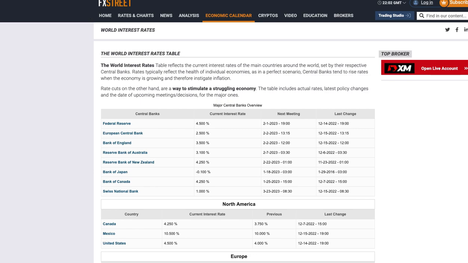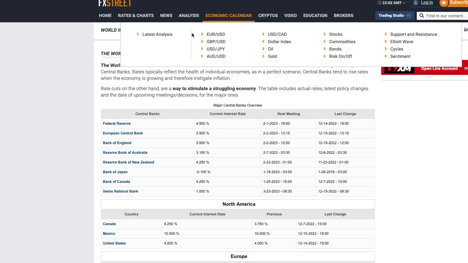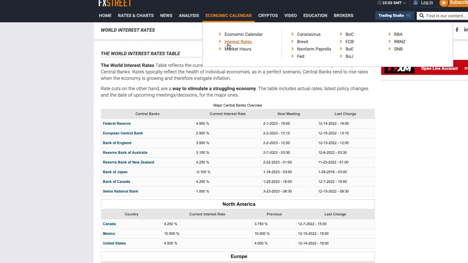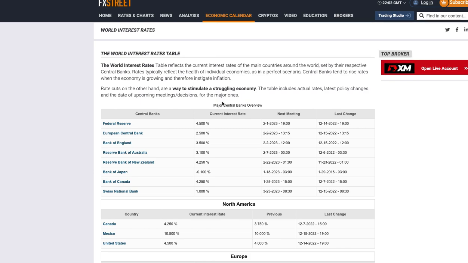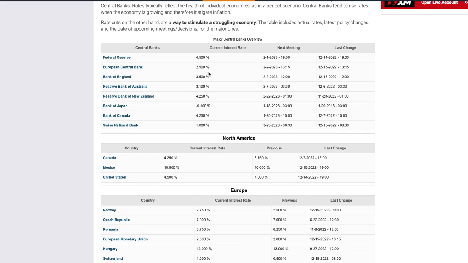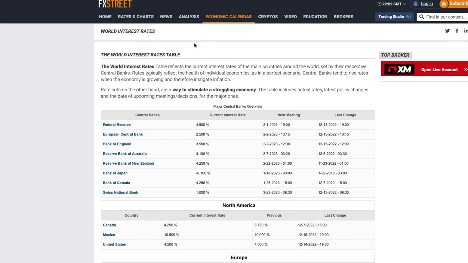So all I simply do is go to fxstreet.com, and then you're going to type /economic calendar /world interest rates. Or you can just go to economic calendar and then click here where I'm holding interest rates. And then you should be fine after that. As you can see right now, the Federal Reserve is at 4.500%, as well as New Zealand, which is up close to us. But we're not going to get into that right now.